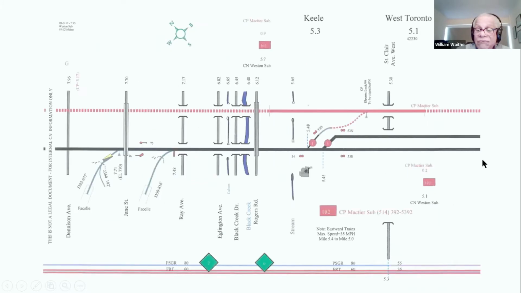Heading towards Union Station, we have here a major paper producing industry, Fasel, and it's changed hands in the time I've been in Toronto. We are modeling this on the layout. It's on the west end of the Weston Sub. However, on the prototype, it's in the east end. So there has been some change in direction.